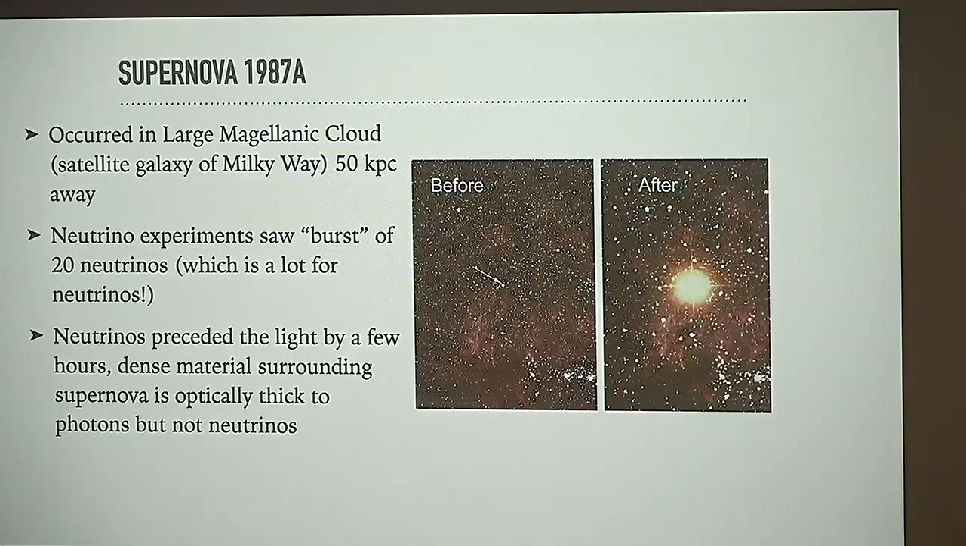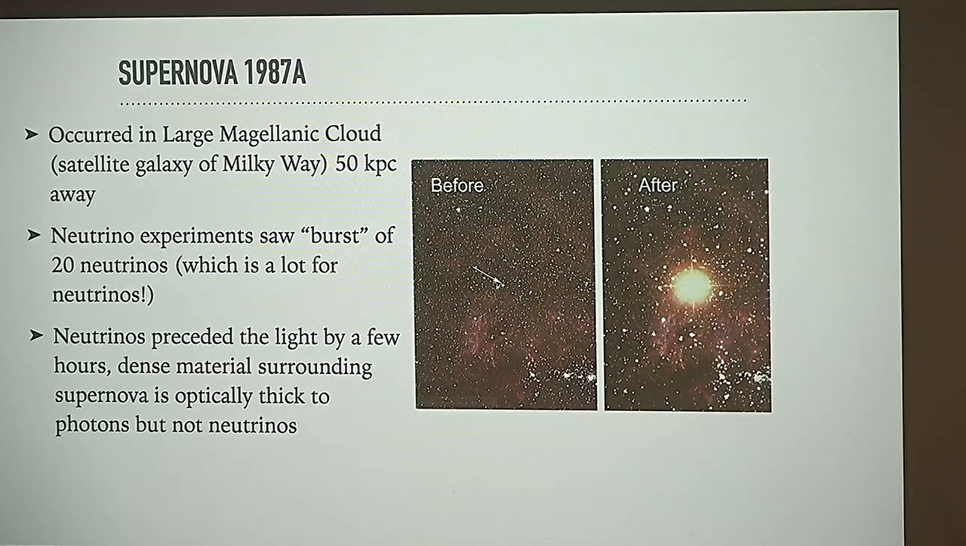So neutrino experiments actually saw a burst of 20 neutrinos, which, for anyone who knows about neutrinos, that's a lot of neutrinos. I think SNO, up in Canada, was seeing on the order of a few solar neutrinos per week. Okay, so to see 20 in kind of one burst like that, especially from a source that's 50 kiloparsecs away, right? That is like an insane number of neutrinos.